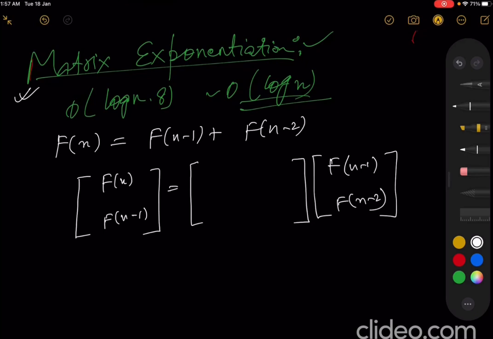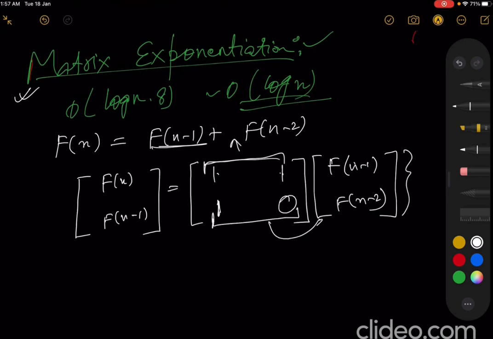If you just put 1 1 here, and multiply this row with this column, you will get 1 into f of n minus 1 plus 1 into f of n minus 2, which will be equal to f of n. Similarly, if you put 1 and 0 here, and multiply this row with this column, then 1 into f of n minus 1 plus 0 into f of n minus 2 will be equal to f of n minus 1. So you can see that this holds here, and it means that you can write it like this.